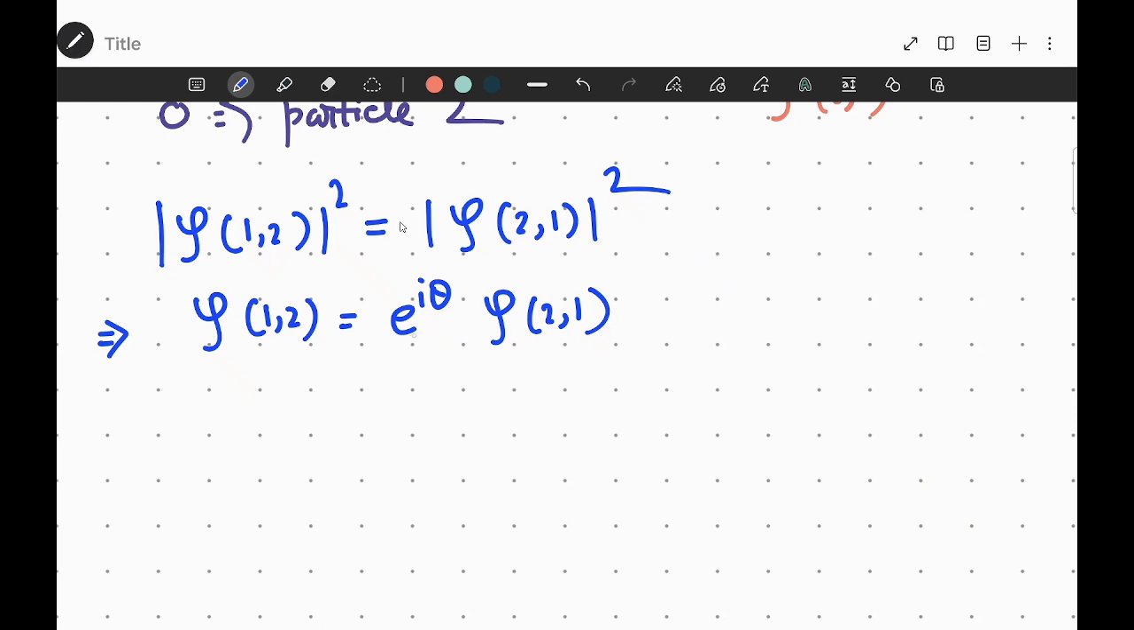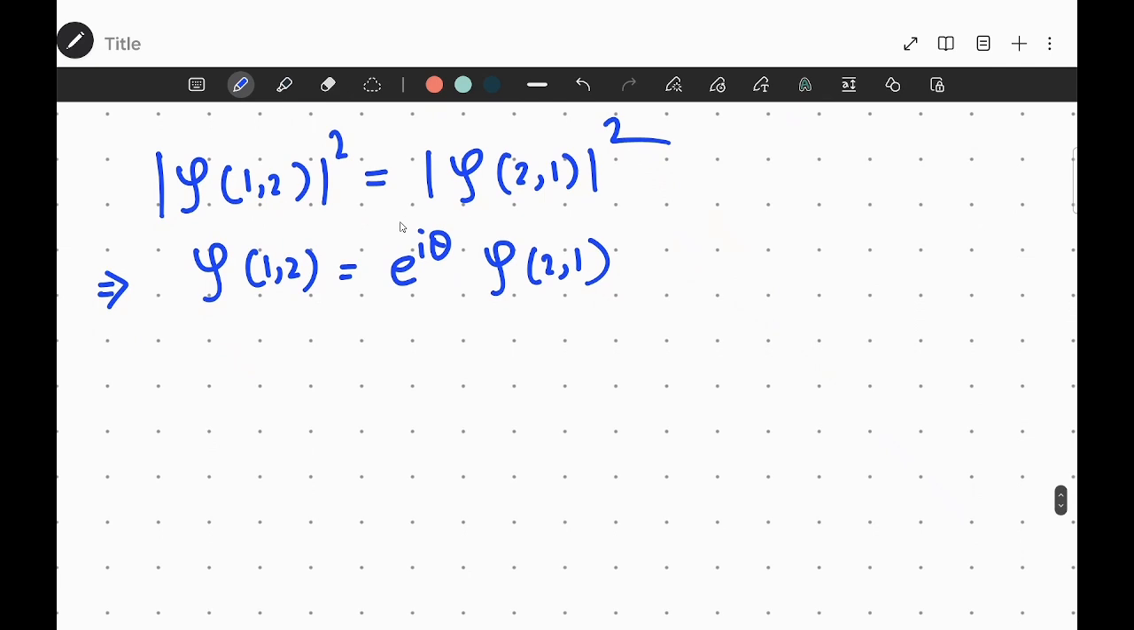So what does it mean? It means that you have shifted the wave function by a theta degree. This is called the rotation by theta degree. When you make a rotation in a three-dimensional case, only two rotations are possible: one is 0 degree rotation and another is 180 degree, pi rotation. So that's why we obtained psi 1 2 is equal to plus minus psi 2 1.